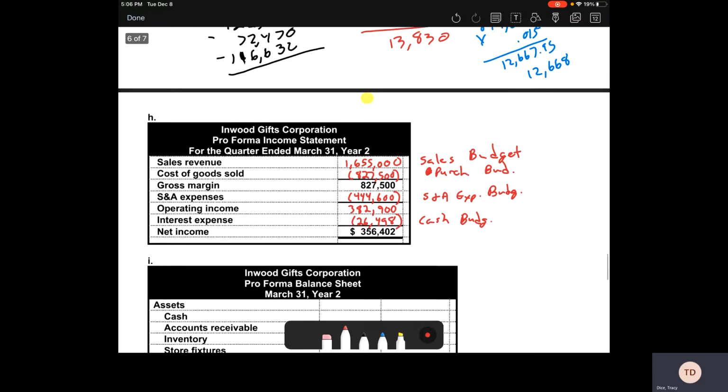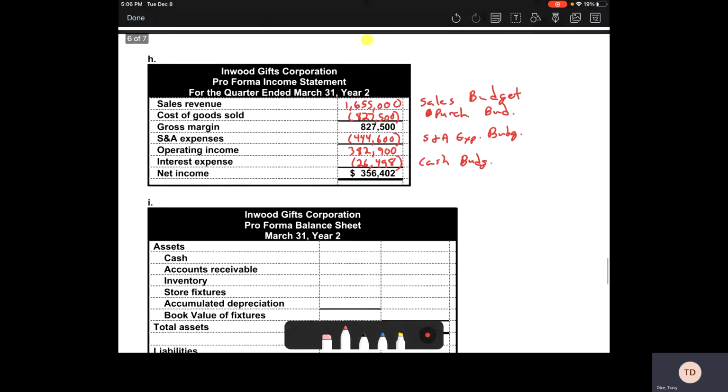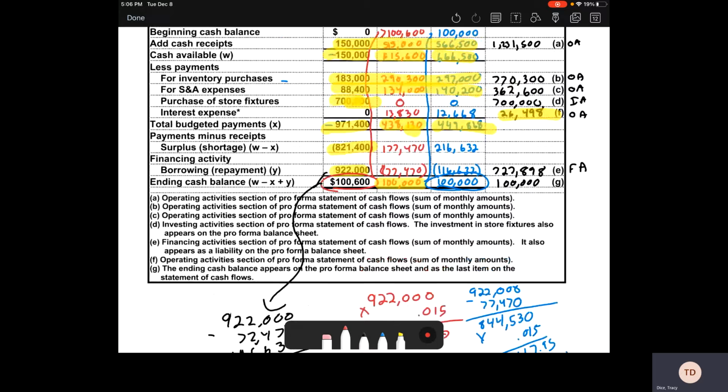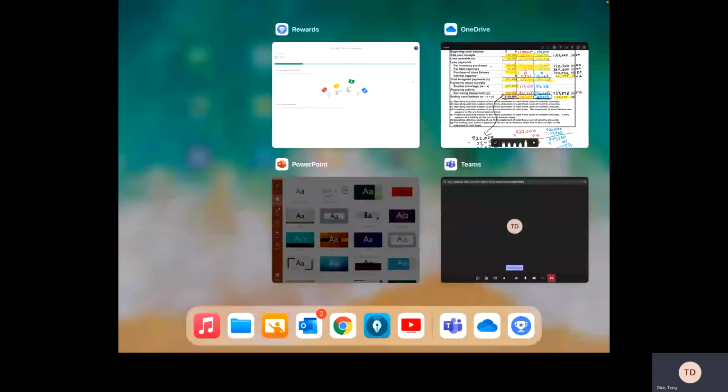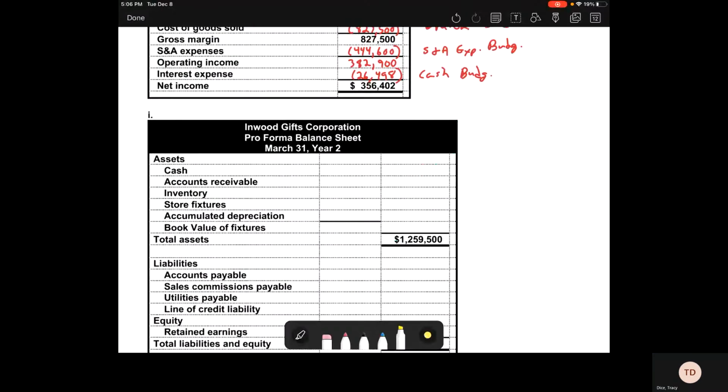Next, we do the pro forma balance sheet. All right, so we find our cash amount by looking at the cash budget. What's my ending cash balance? This $100,000 right there. So on this sheet, we're going to put that $100,000 from the, I'm just going to start abbreviating, cash budget.